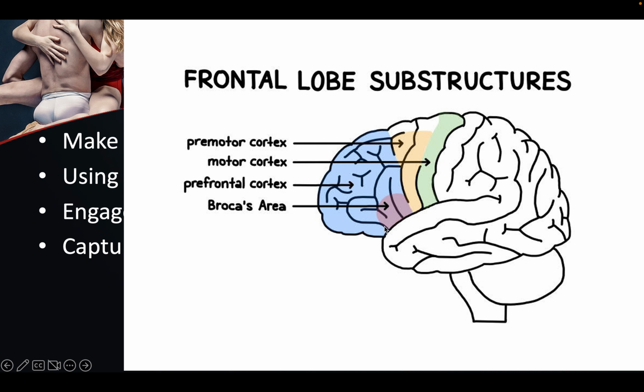These are the areas of the brain that we're going to be talking about. Probably not Broca's area very much, but the prefrontal cortex is the blue area. The motor cortex is in the parietal lobe. That's the green area, and then the premotor cortex is this yellow area.